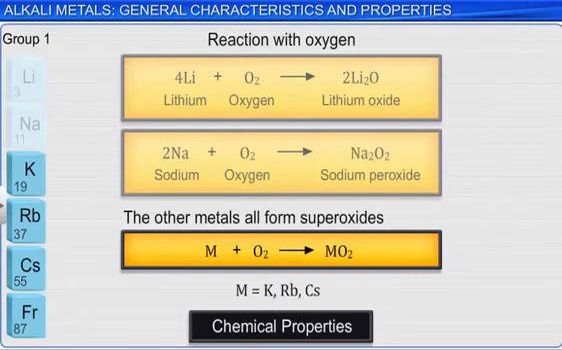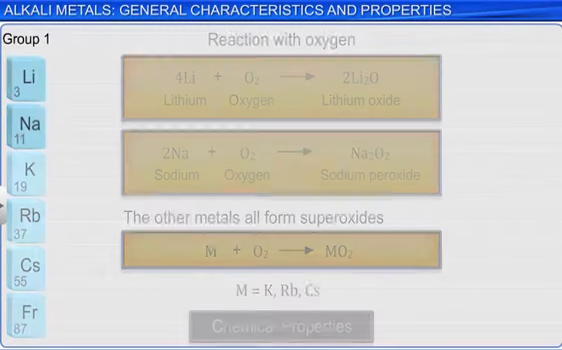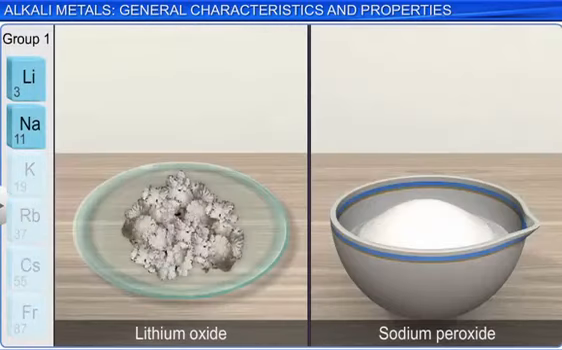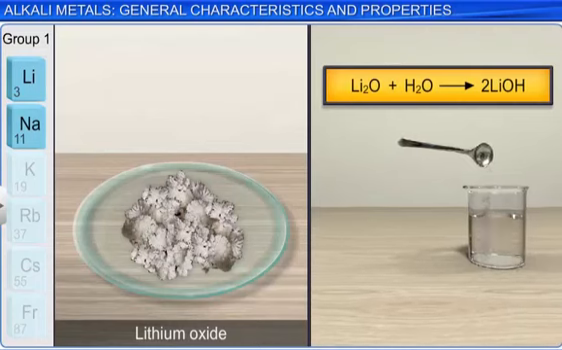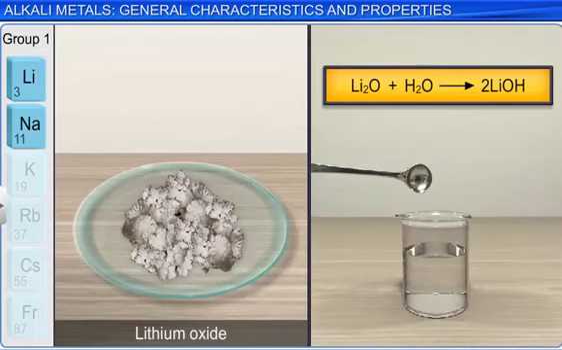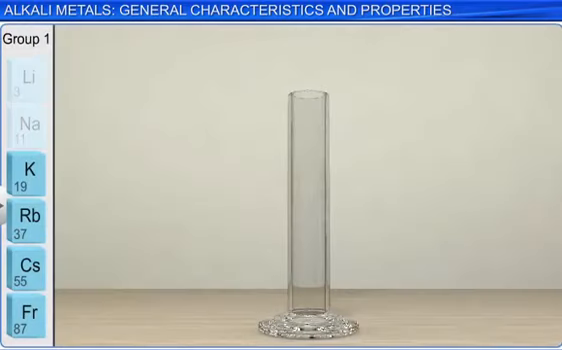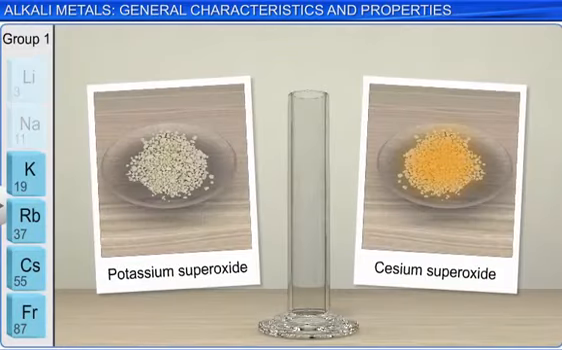The oxides and peroxides that form from the alkali metals are typically white solids, as shown in the illustrations. They are basic anhydrides when placed in water. They will generate hydroxide ions, and thus basic solutions, as shown in this reaction for lithium. The alkali metal superoxides, which only form with the larger alkali metals, are typically yellow or orange in color.